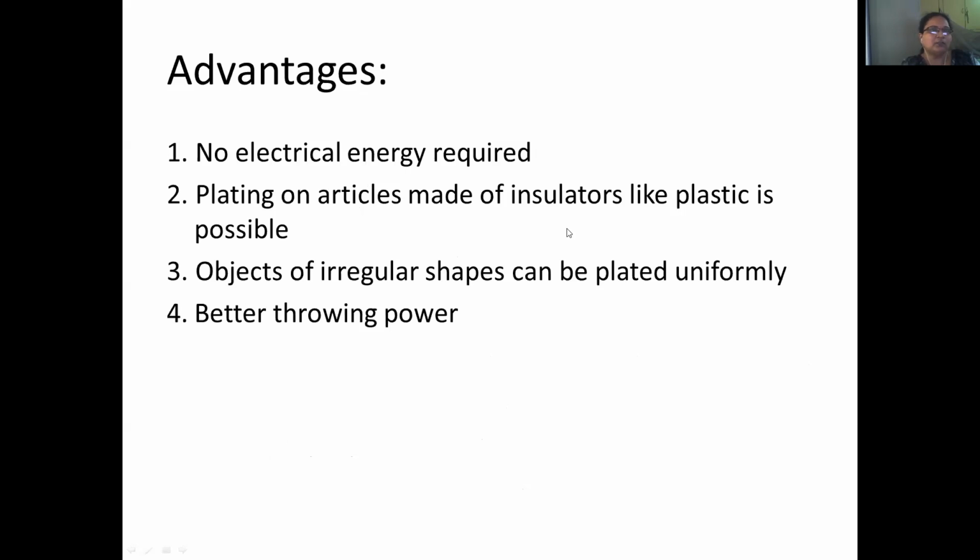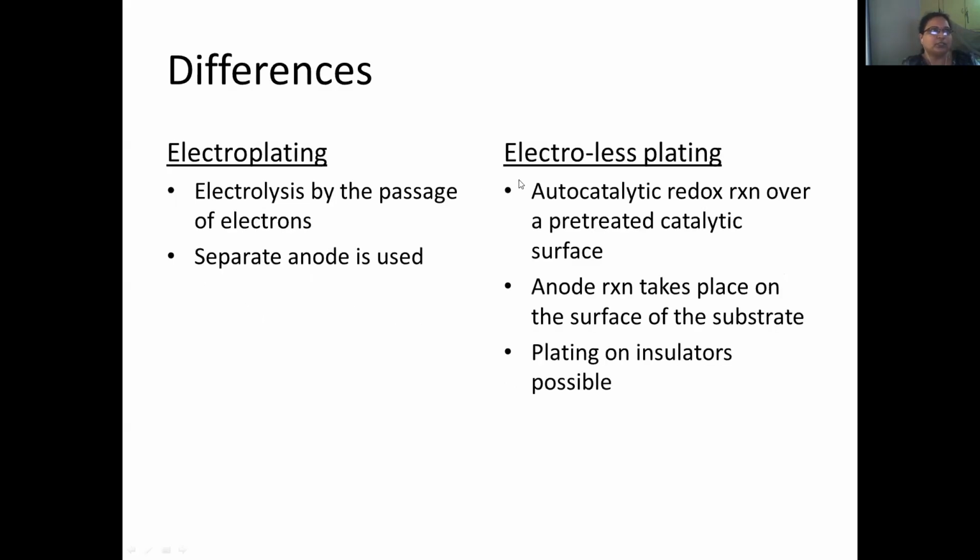Then the advantages of electroless plating are: it doesn't require any electrical energy. Then plating of articles made of insulators like plastic is possible. Then objects of irregular shapes can be plated uniformly. Then better throwing power can be obtained. Then coming to the differences between electroplating and electroless plating.